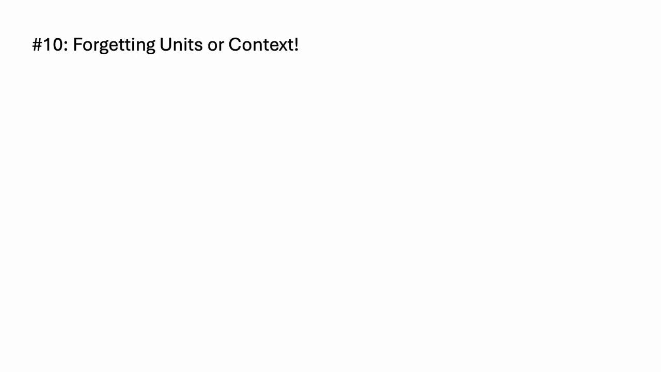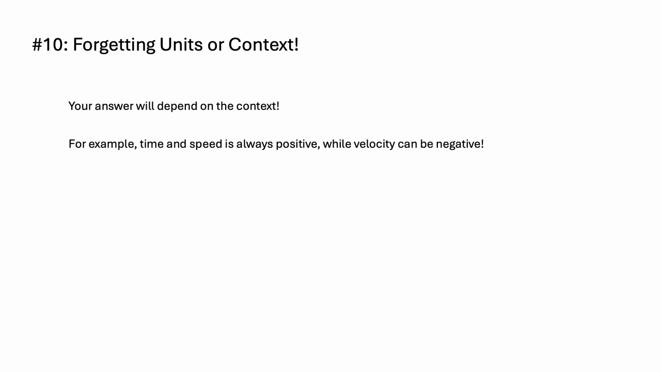So number 10, and this is, in my opinion, the biggest one, is forgetting units or context. Your answer will depend on the context of the problem. For example, speed is always positive, but velocity can be negative. This is a very important distinction between speed and velocity. Speed is positive, velocity can be negative if the object is traveling backwards. Units are also very important, and like many of the other mistakes, if you forget them, you will lose the point on the AP test.